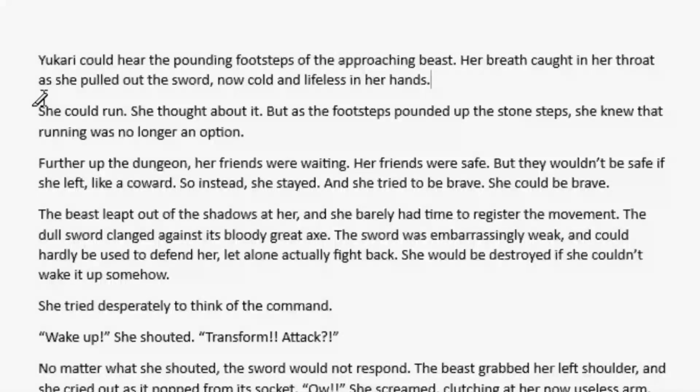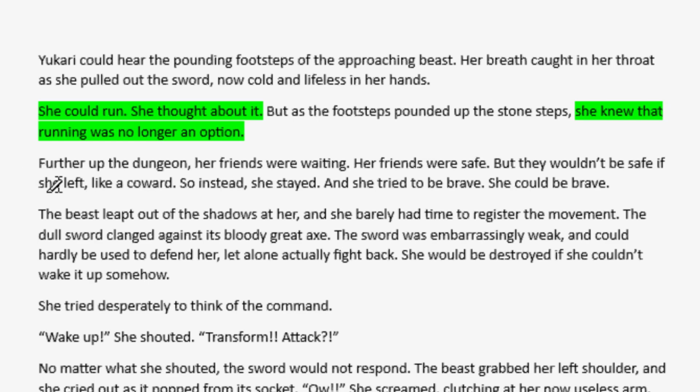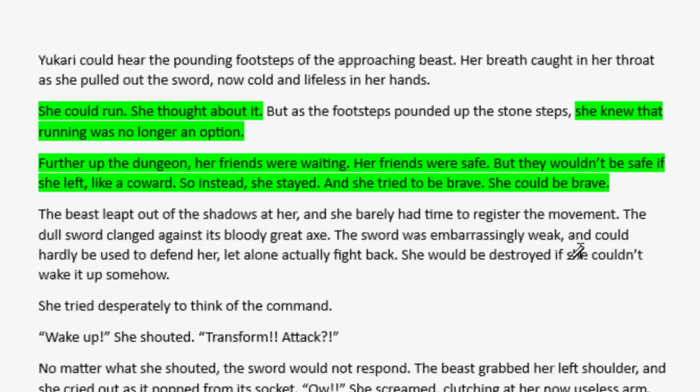There's also a number of times in the scene where I show the thoughts of the character as well. Such as this point here, where she's saying she could run and she thought about it, but she knew that running was no longer an option. And also the part where she thinks about her friends further up in the dungeon. "Her friends were waiting and her friends were safe, but they wouldn't be safe if she left like a coward."